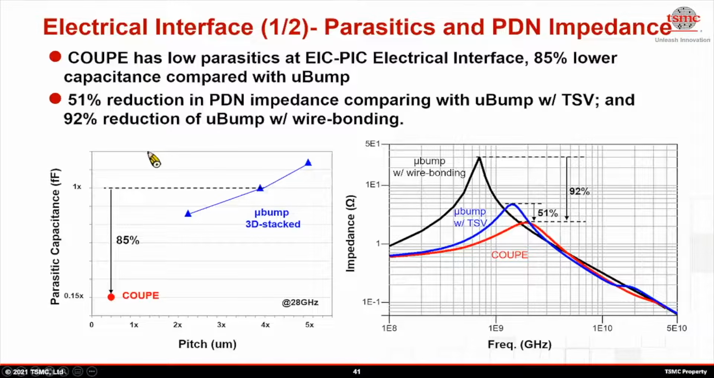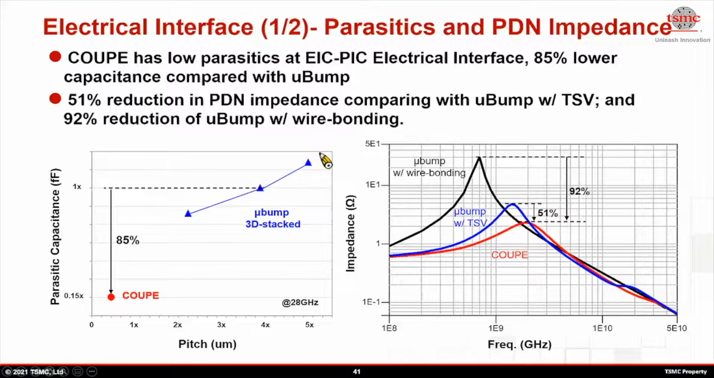COUPE has significantly lower parasitics at the EIC-PIC electrical interface. 80% lower capacitance can be achieved. In the meantime, there is a 51% reduction in PDN impedance compared with microbump with TSV, and a 92% reduction, again, with microbump associated with wire bonding.